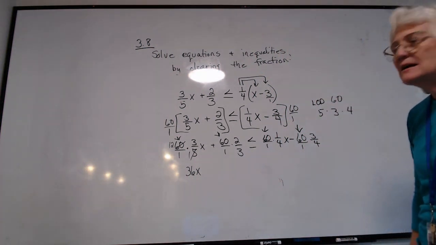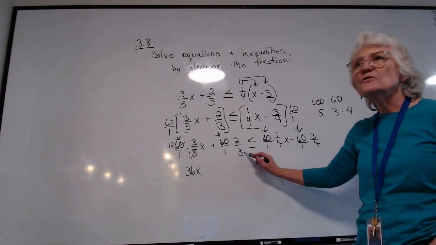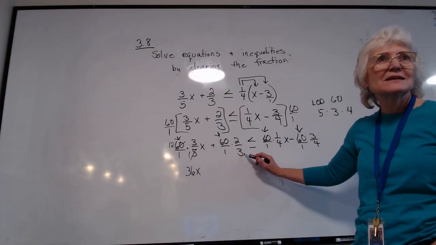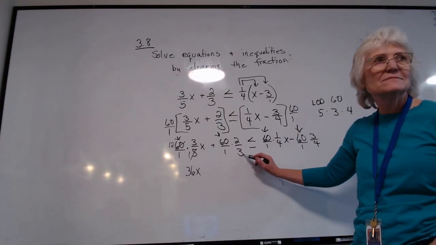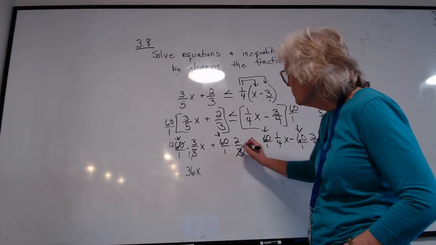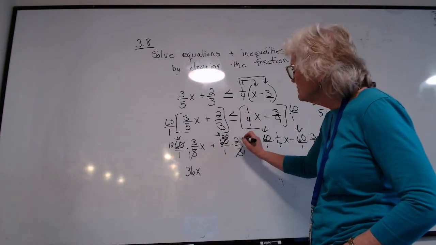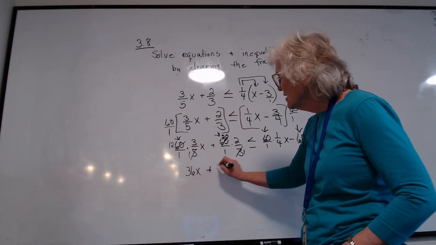Now, looking at this, 60 and 3. We know 3 goes into 60. How many times does it go into 60? 20 times. So this reduced, the 3 goes in here once, the 3 goes in here 20. So I have 20 times 2, which is 40.